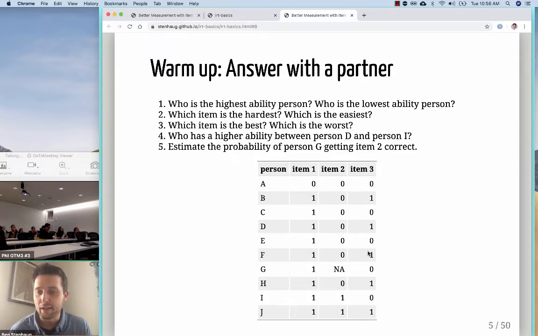I would love it if you could find a partner, ideally someone you don't know in the room. Maybe y'all know each other. And answer each of these five questions. I'll give you like 5 to 6 to 7 minutes. If anyone wants to be brave enough to come up and talk to me about this during the activity, you're more than welcome to. I want this to be a floor to scaffold us into item response theory. Have fun.